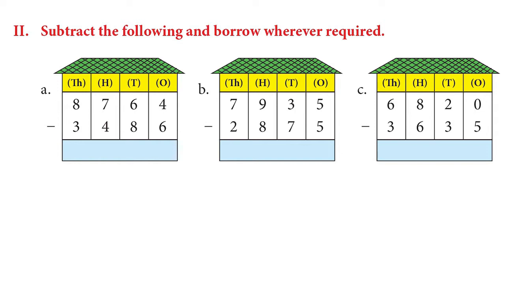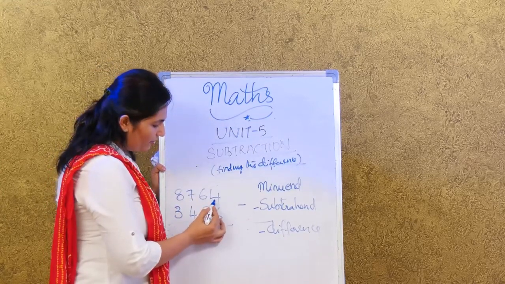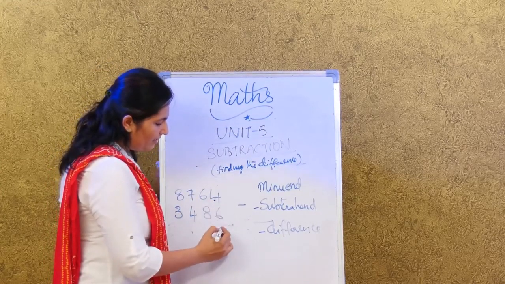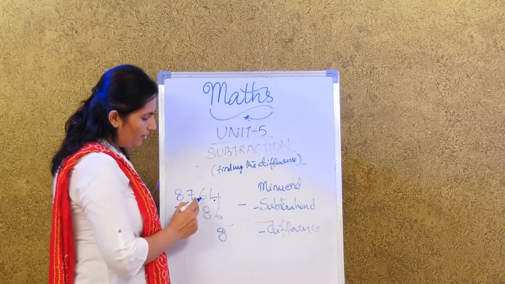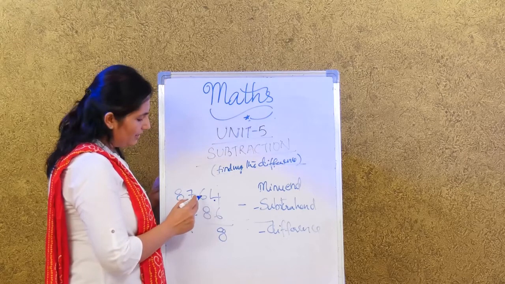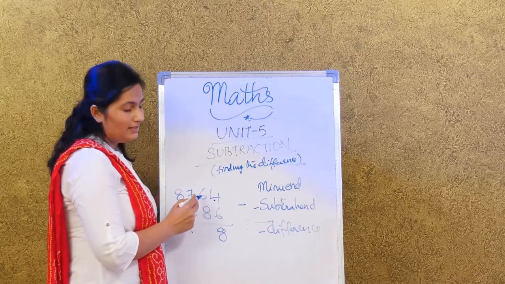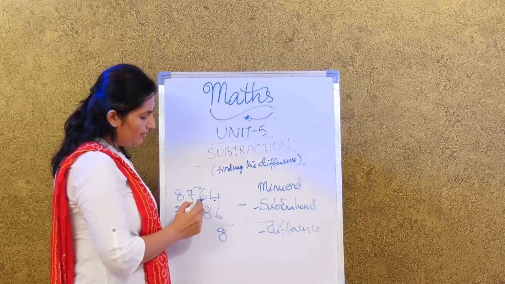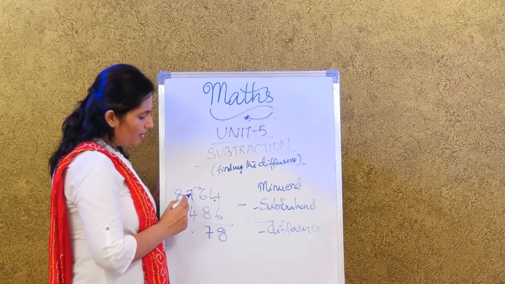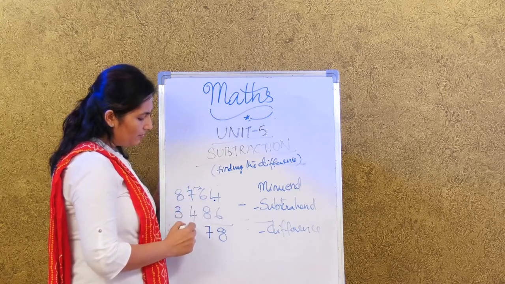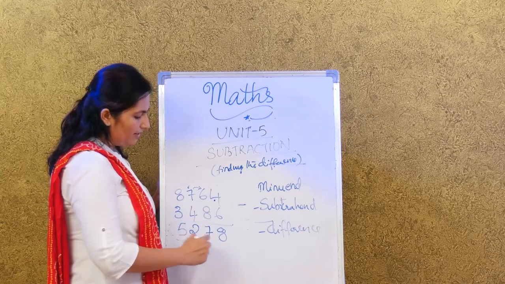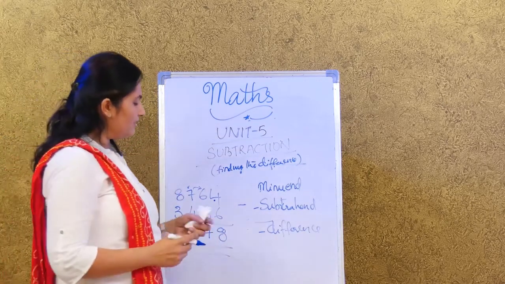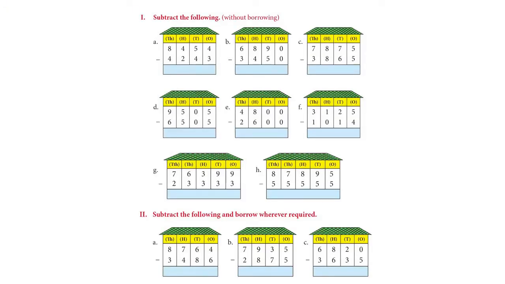8764 and 3486. This is with borrowing. Again 4 is lesser than 6, so we borrow. 14 minus 6 is 8. Because we borrowed, this became less. It is 5. We can't subtract 8 from 5 because 5 is smaller, so we borrow from here, and 15 minus 8 is 7. Since we borrowed from here, this becomes 6. 6 minus 4 is 2. 8 minus 3 is 5. So 5,278 is the answer. Can you try answering the rest on page number 90 and 91?